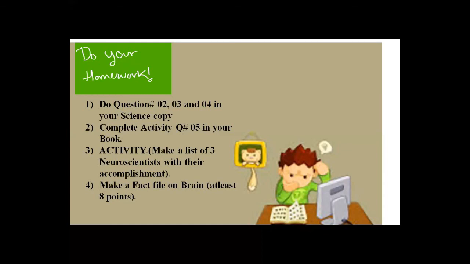Question number 3, draw a neat and labeled diagram of the brain and label its 3 parts. You can draw the brain from page number 9. Complete the activity question number 5 in your book. What is activity number 5? You can find activity number 5 on page number 11.